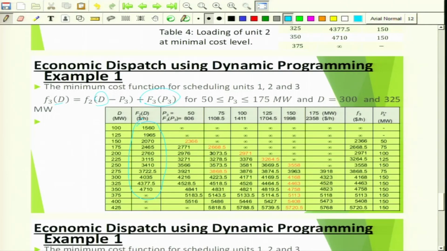Like how we solved for the ventures investment, you have the best combination of 1 and 2. Now you are just bringing in generator 3 also. The same approach you need to follow, there is no difference.